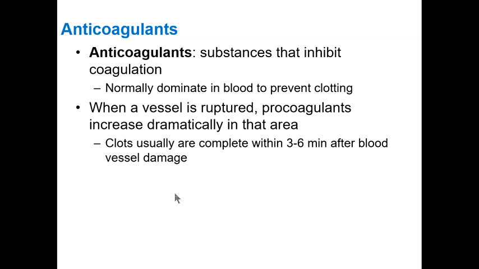When blood vessels are not injured, so under normal circumstances, we have anticoagulants. They inhibit coagulation, so under normal conditions, anticoagulants dominate in the blood because we don't want blood to clot if it doesn't have to. But when a vessel is ruptured, these procoagulants then increase dramatically in that area. Not anti, but procoagulants, all the chemicals and substances we just went through, and a clot will start to appear usually within about 5 minutes or so.